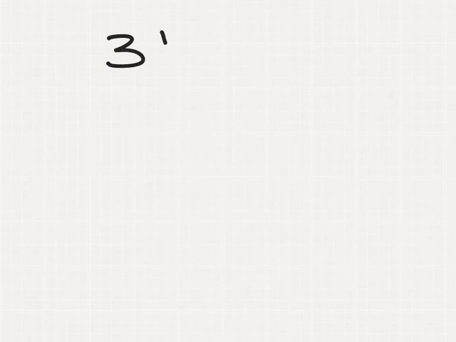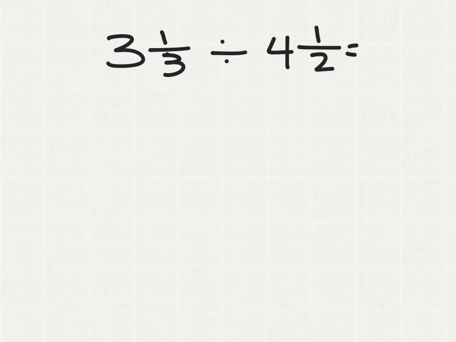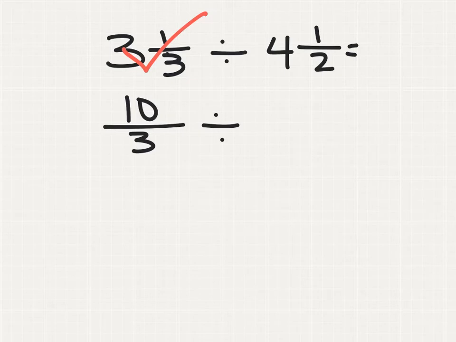What happens if I have two mixed numbers? 3 1/3 divided by 4 1/2. Once again, before I can even begin to work the problem, I need to rename my mixed numbers into improper fractions. Using the check method, 3 times 3 is 9, plus 1 is 10. 10 over my denominator of 3. 4 times 2 is 8, plus 1 is 9, over my denominator of 2.